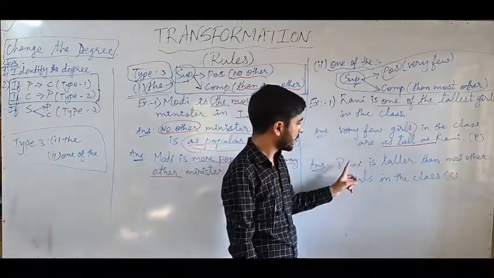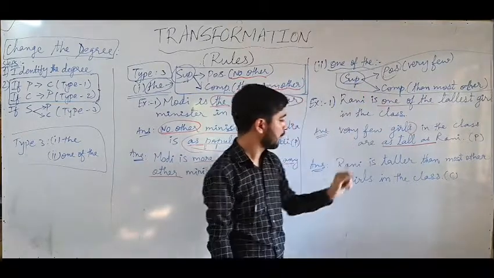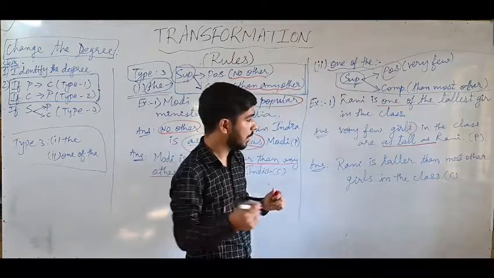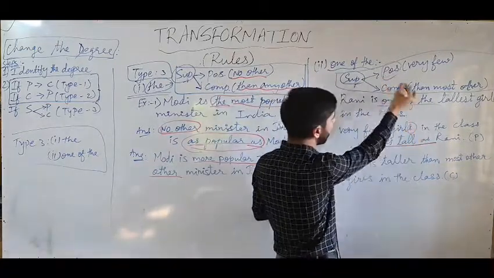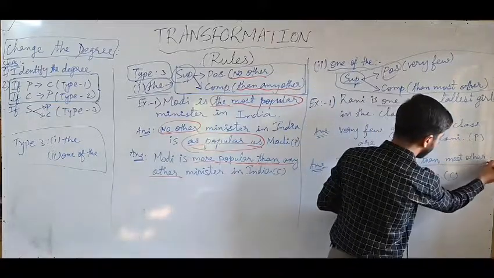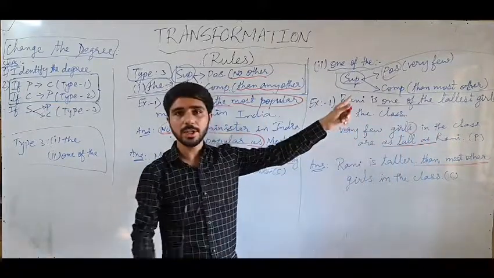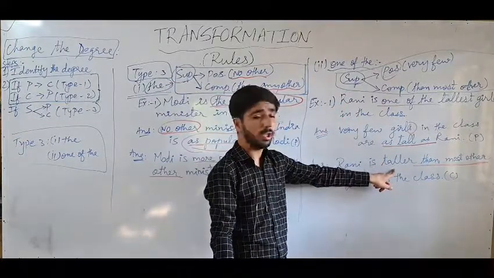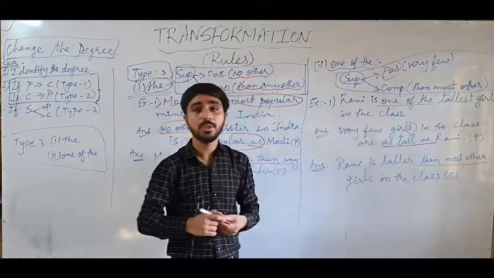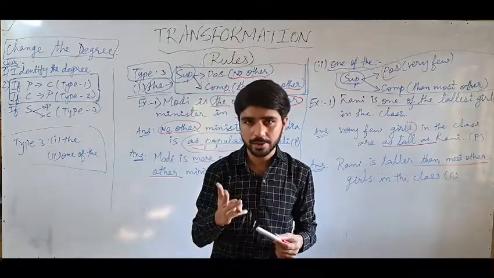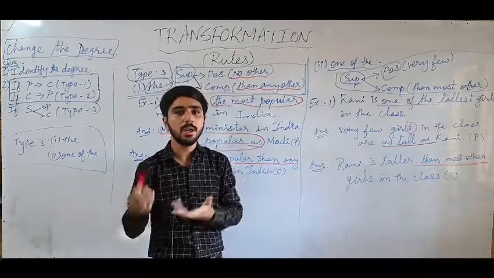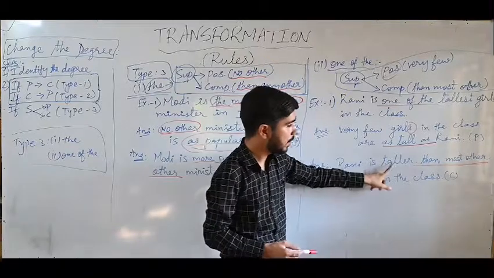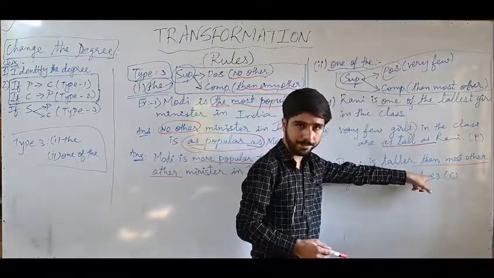Now see, second one, superlative to comparative. Rani is taller than most other girls in the class. Now, here we are changing from superlative to comparative. So, we have to use "than most other" because it is already given in the rule. And why are we using "taller"? Because it is comparative degree. As I told you, the three forms you have to remember: tall, taller, tallest. Whichever adjective is given, you have to change it to the form which is asked of you. So here it is comparative, means the second form, taller. So Rani is taller than most other girls.